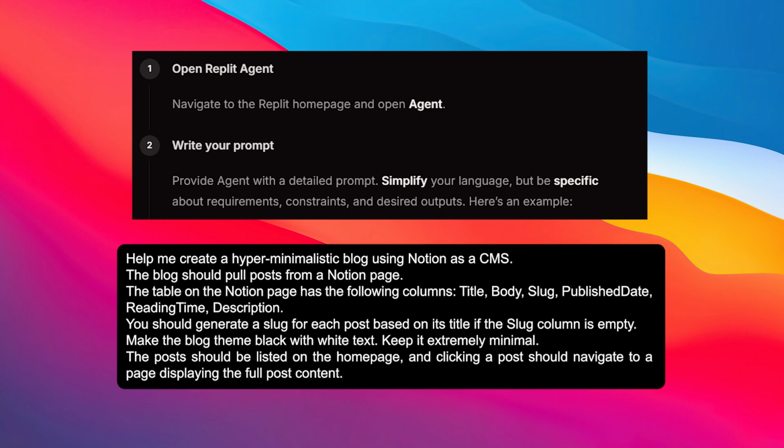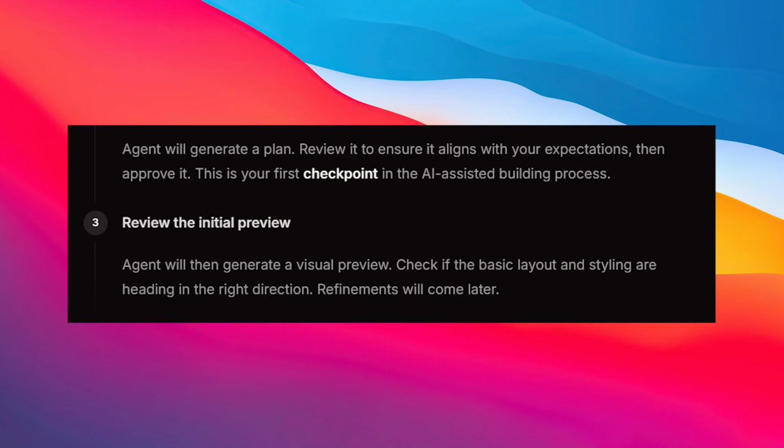Here's an example. Now, Agent will generate a plan. Review it to ensure it aligns with your expectations, then approve it. This is your first checkpoint in the AI-assisted building process.